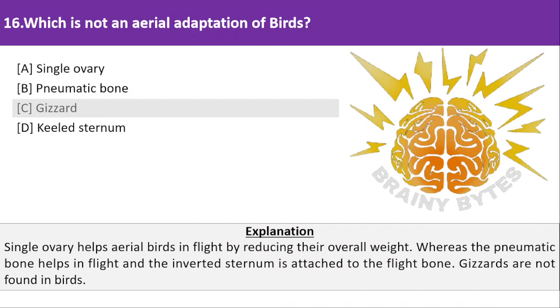Single ovary helps aerial birds in flight by reducing their overall weight, whereas the pneumatic bones help in flight, and the keeled sternum is attached to the flight muscles. Gizzards are not an aerial adaptation of birds.